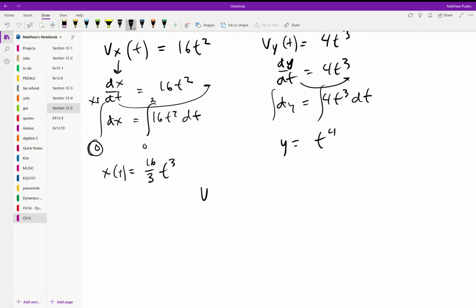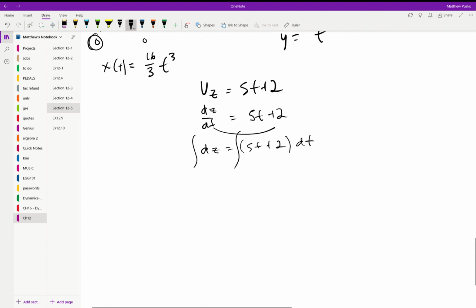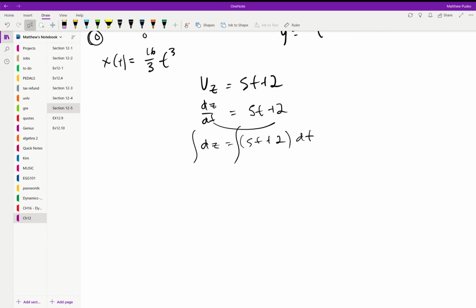And what about the z? The velocity in the z direction was 5t plus 2. That was given at the beginning. That's equal to dz dt. Let's move the dt over, so I get dz is equal to 5t plus 2 dt. Then I would integrate again and get the z component as a function of time to be 5/2 t squared plus 2t.